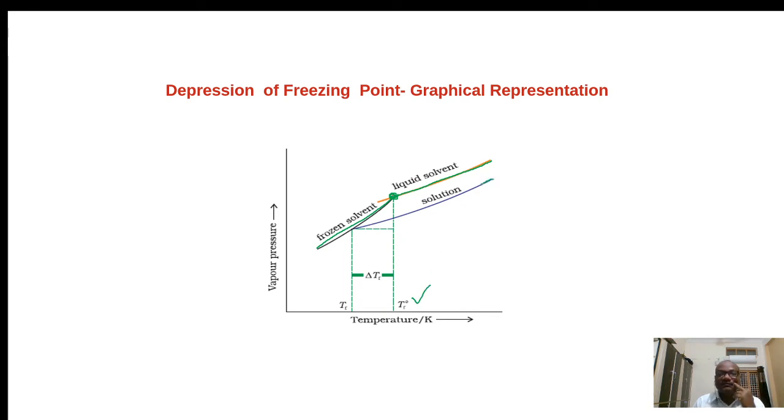Next, in the case of solution, when we cool the solution, gradually decreasing the temperature like this, here solidification will start and solid and liquid will exist in equilibrium. Let's say here T1 is the freezing point of the solution. So the difference between T naught F and TF is called delta TF. That is depression of freezing point. So we can show it graphically, very easily.